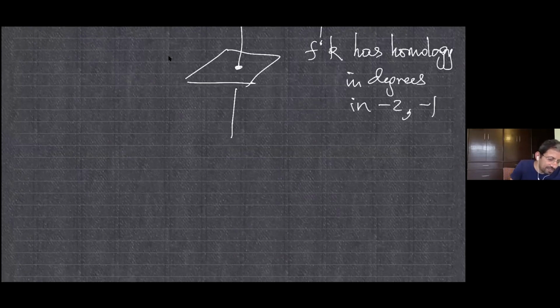So F upper shriek K has the following property. It is what is called a dualizing complex. So D dot belonging to the derived category with coherent homology is called dualizing.